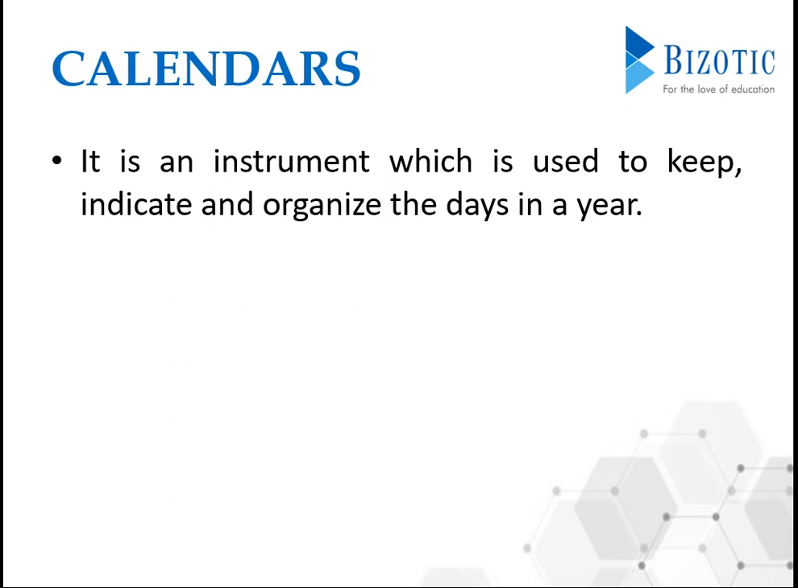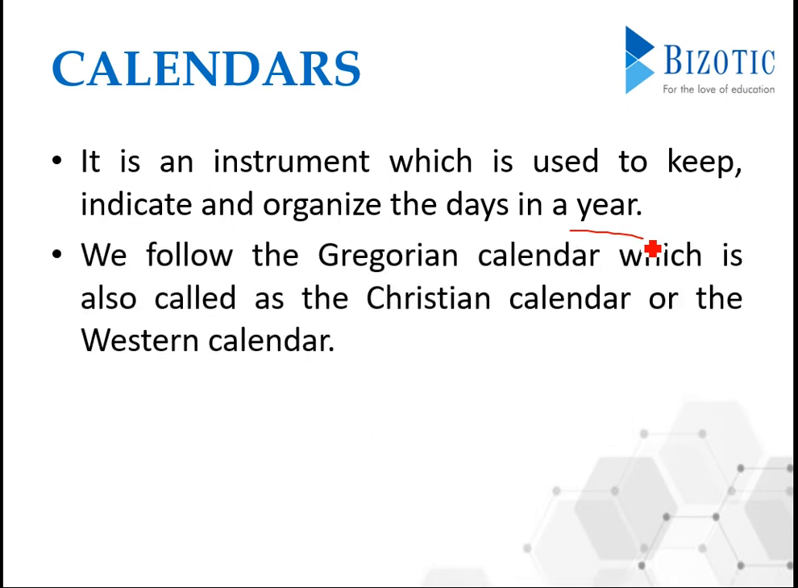It's an instrument which is used to keep, indicate and organize the days in a year. So that is the purpose why we use a calendar. And let's see, where did it start? We follow the Gregorian calendar, which is also called the Christian calendar or Western calendar. It was named after a Pope, Gregory 13, and was introduced in October 1582. This is the normal calendar we follow, which starts from 1st of January and ends on 31st December. So this is the basic history about calendars.